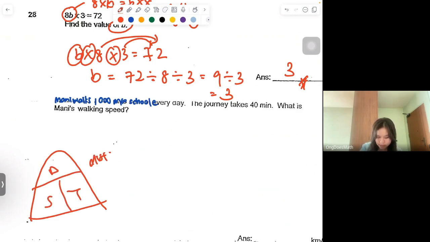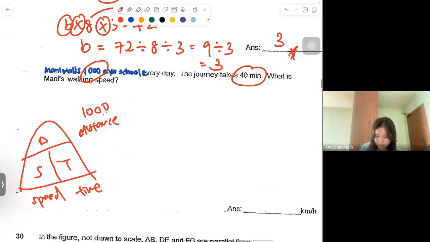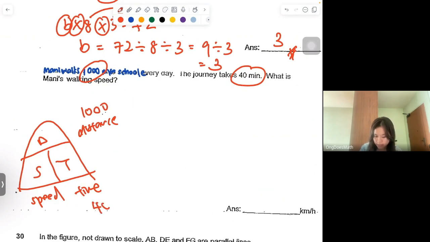Distance, speed, time. We have the distance. Distance here is 1,000. We have the time. Time is 40 minutes. So the speed in terms of meter and minutes. So I'll write properly, sorry.